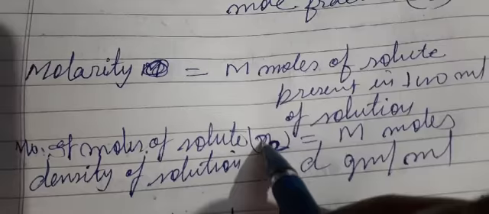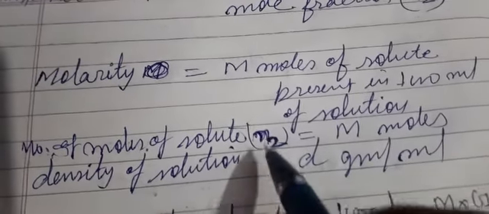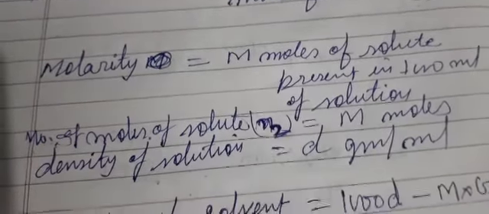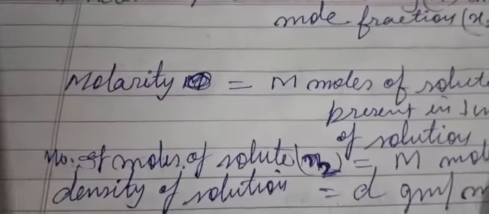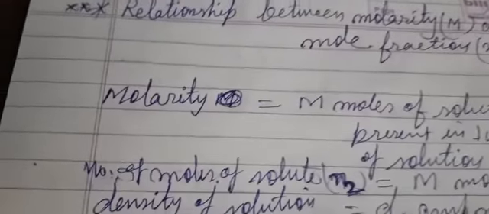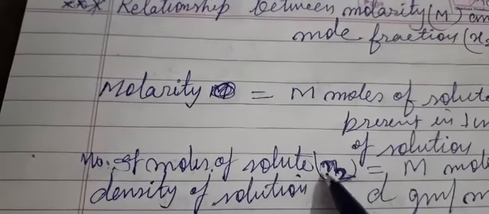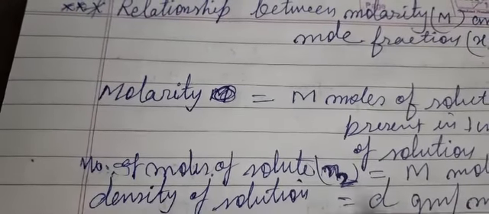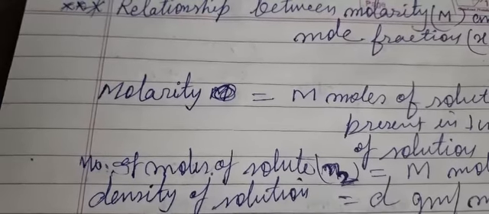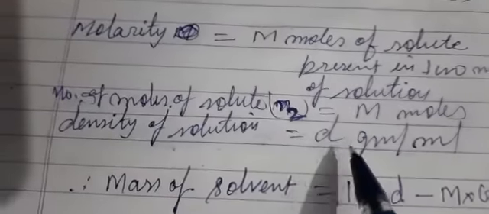The number of moles of the solute is expressed as N2. It is how much? Capital M. From the molarity we are getting the information: M moles of solute present in 1000 ml. So the number of moles of solute is M moles. And the density of the solution, we have got, is d gram per ml.